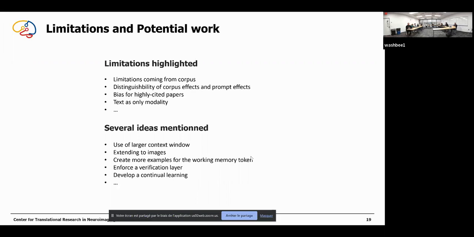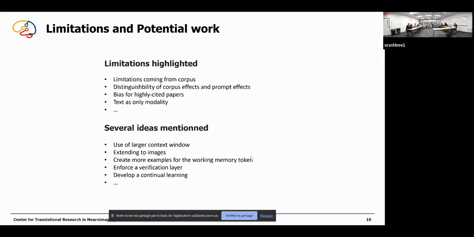That's why they propose different ideas to enhance the performance of large language models like Galactica. The first one, focused on the text, is to use larger context windows, because currently they use a 2048 context window, and they think that a larger context window will enhance performance. The second one is to go beyond text as the only modality by, for instance, extending the dataset to images, because images can be really useful to represent scientific knowledge.